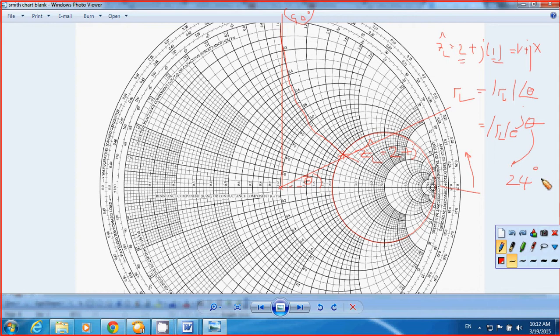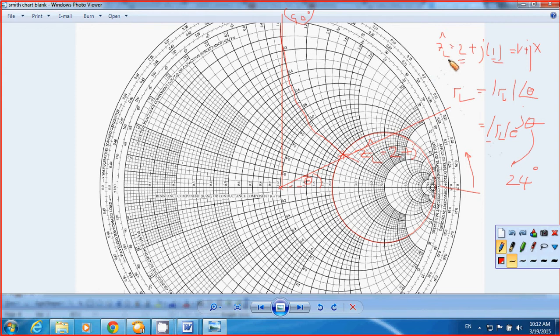This is just approximate because we're not really working on the Smith chart by using a ruler or something. Now you almost find your tau L. The next step is to find the magnitude of your tau L. See, I mentioned about this one.